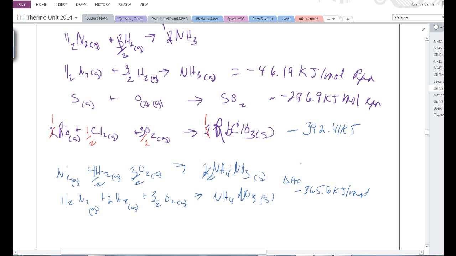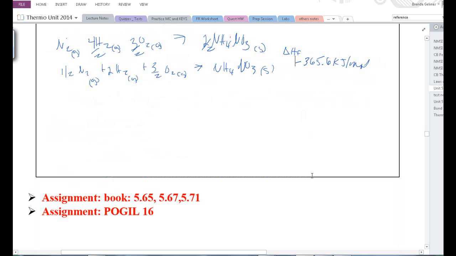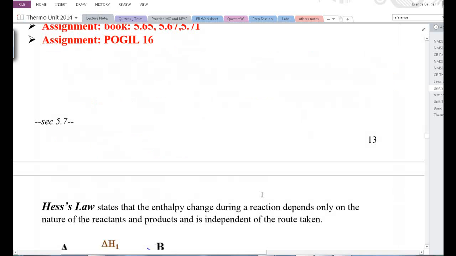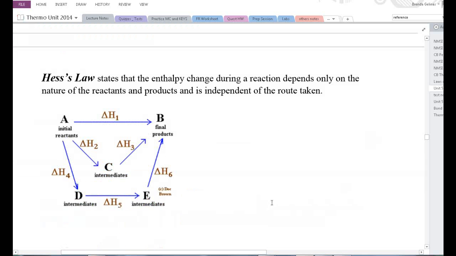Okay, so hopefully you get the idea. We have some assignments to do for that. Next we want to talk a little bit about Hess's law.